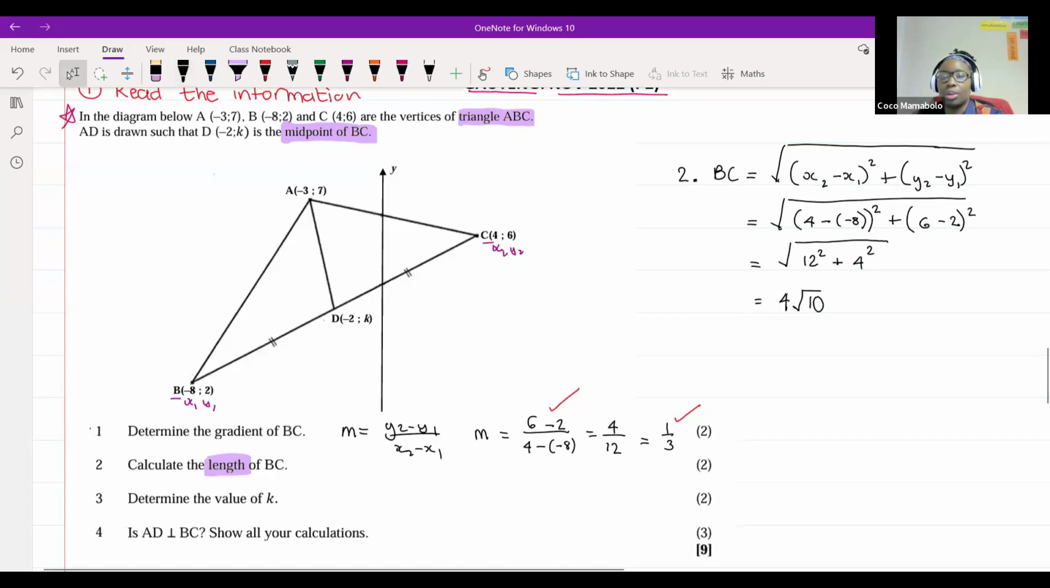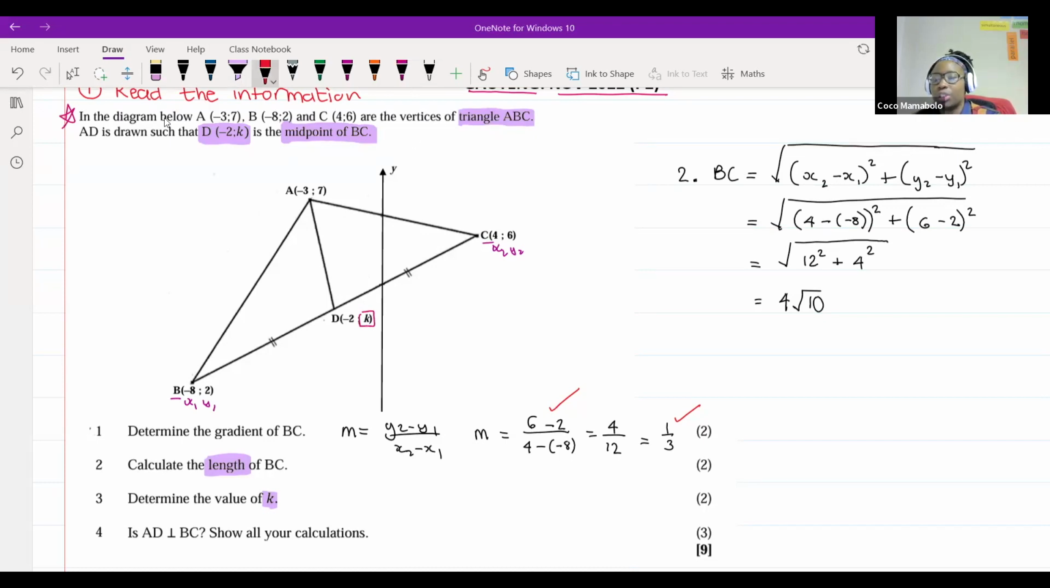All right, so we've been told over here, we're going to calculate the value of K, and we've already been told that AD has been drawn such that the point D itself is the midpoint of BC. So in order for us to find the value of K, we're looking for the midpoint, but we don't have to calculate for both midpoints because they've already given us the X value. We just need to calculate for the Y value.